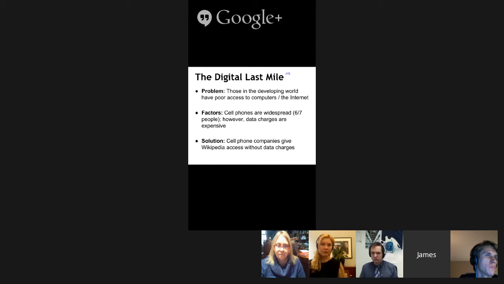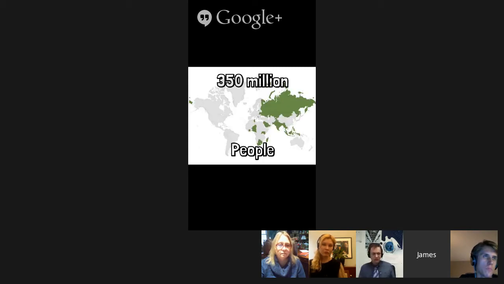So one solution we're working on is that the Wikimedia Foundation is working to convince cell phone companies to give Wikipedia access for free without data charges. And here's a map of which countries currently have access to Wikipedia Zero. This effort has had a great deal of success, with 350 million people, most of whom would not have had access to Wikipedia before, now able to get free access through their cell phone provider.